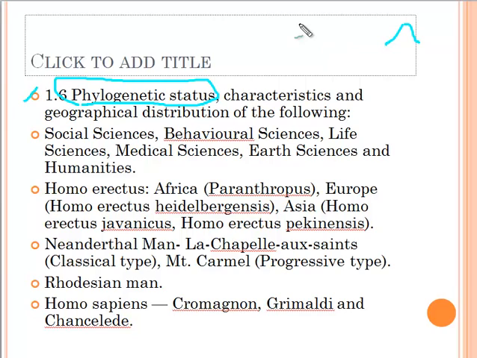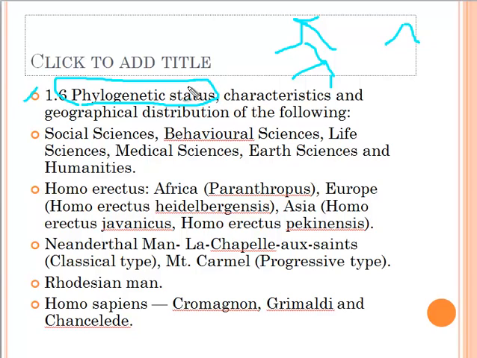So let's say, for example, this was our ancestor, the single ancestor. From here it has given three branches, let's say like this. Here also there are two branches. Let's say this is human beings. So how human beings have evolved from here, and what is their status in relation to all the other species, this is called phylogenetic status.